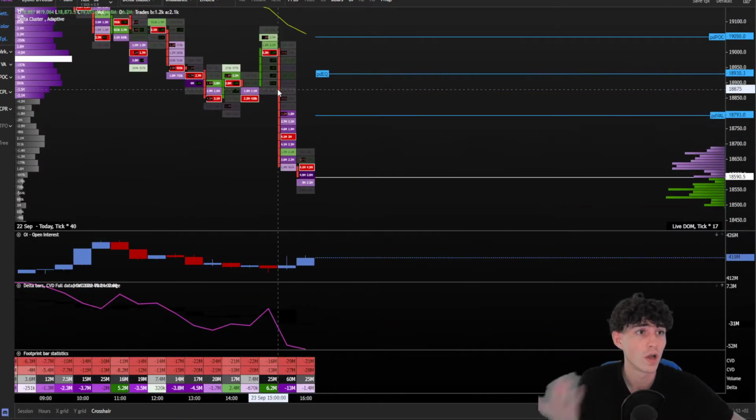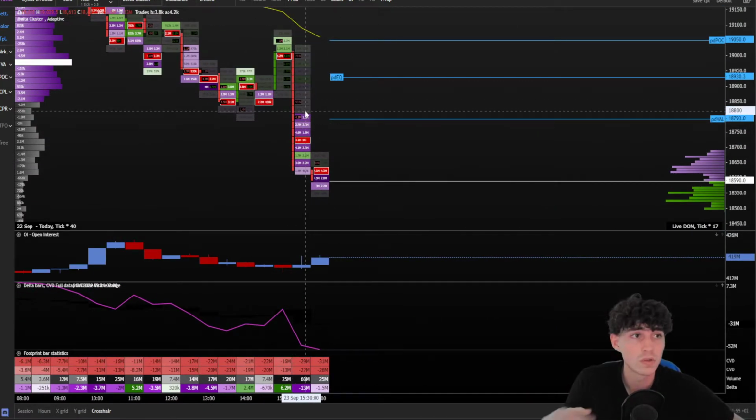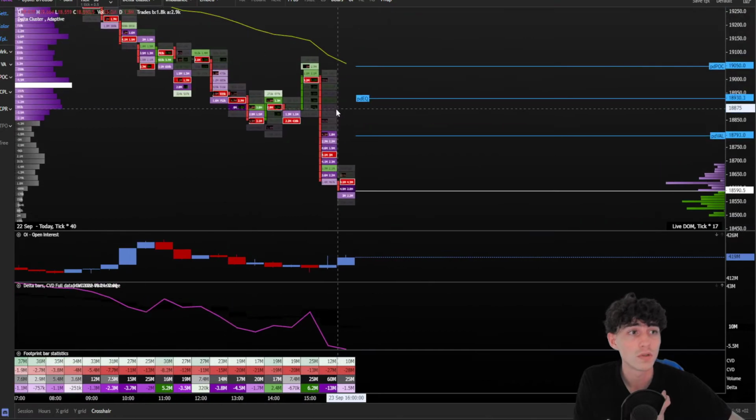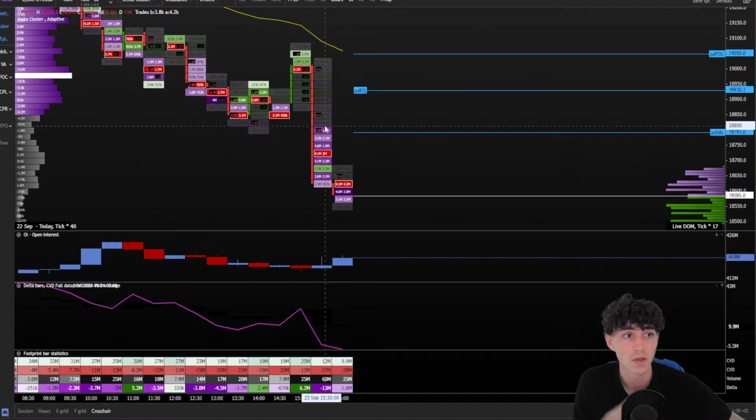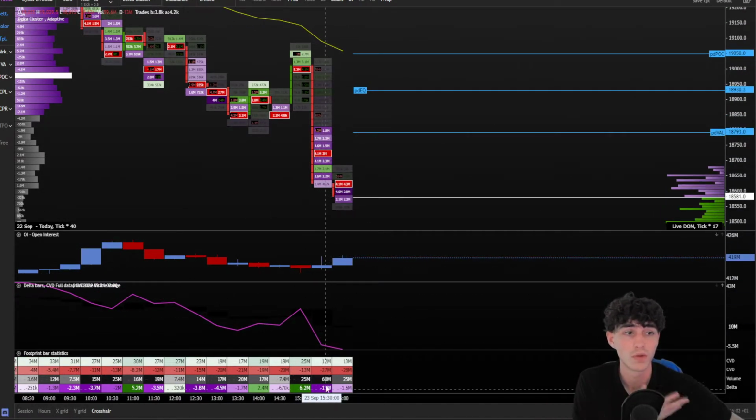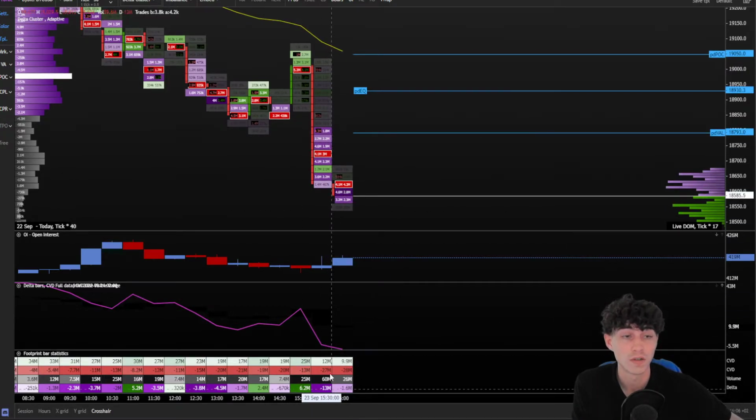For example, here you have 13 million new longs opening into a 30 minute candle. As you can see here, because you have an increase of the open trades, plus 13 million of negative delta here.